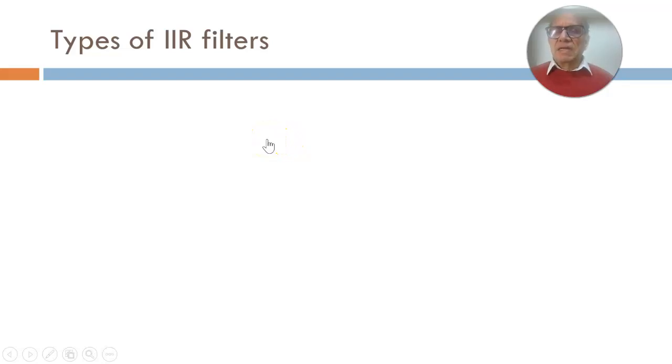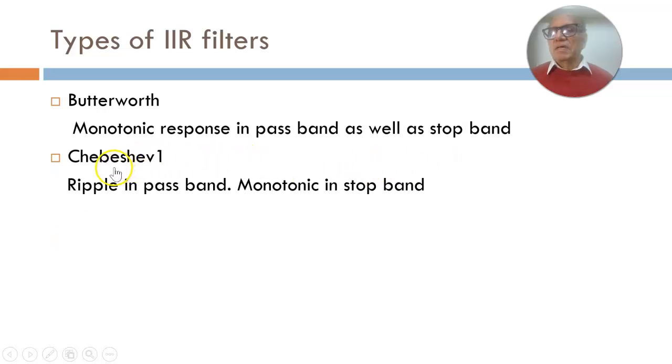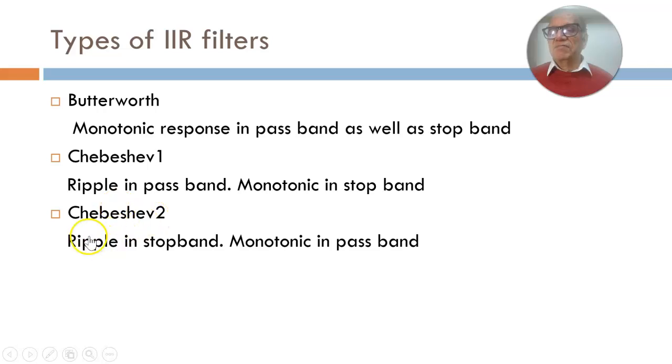Now, there are quite a number of IIR filters which can be designed. We'll look at 3 important filters and discuss them. The first one is called a Butterworth filter. The Butterworth filter has monotonic response in the pass band as well as in the stop band. Another kind of filter is called a Chebyshev 1 filter, and this provides a ripple in the pass band, but the response is monotonic in the stop band. Finally, you have Chebyshev 2, where you have ripple in the stop band but monotonic response in the pass band.